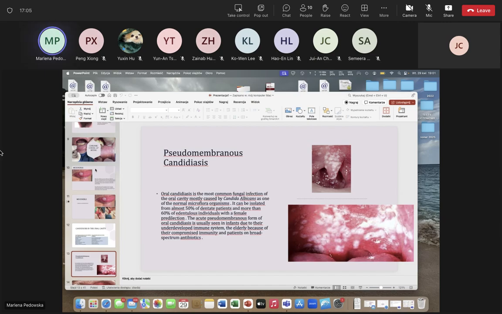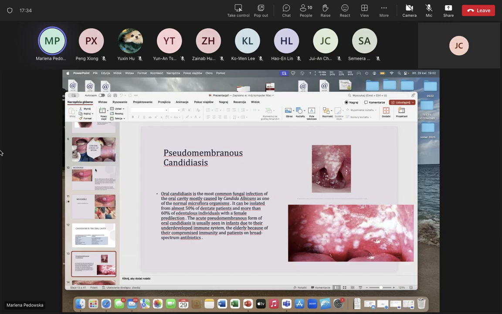The acute pseudomembranous form of oral candidiasis is usually seen in infants due to their underdeveloped immune system. Elderly patients are also predisposed to this type of lesion. It's very easy to rub off this oral thrush.